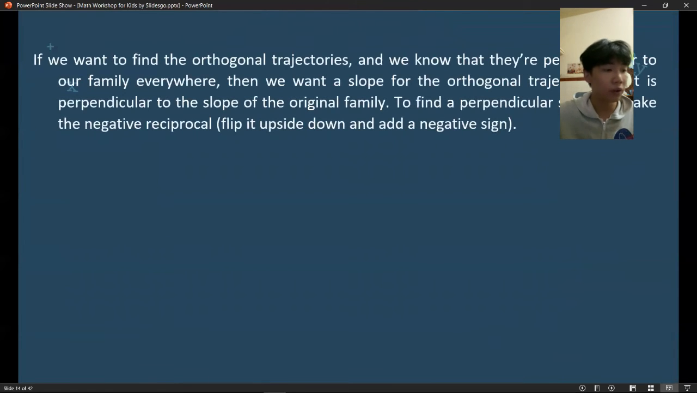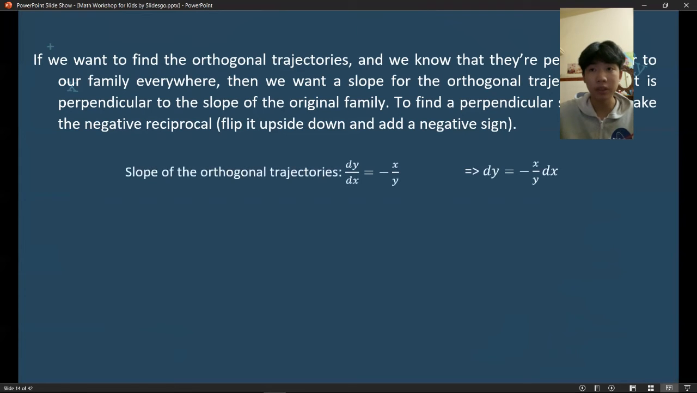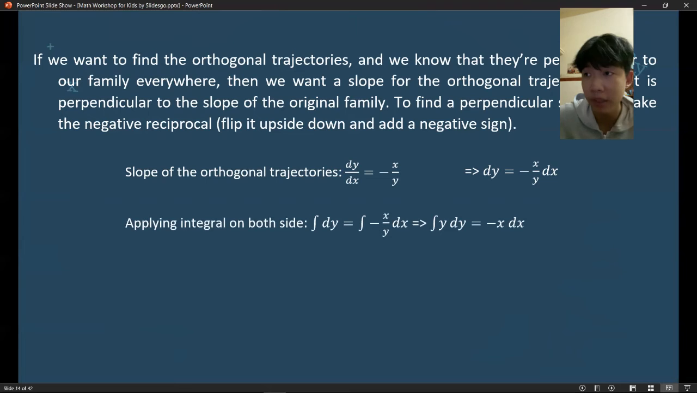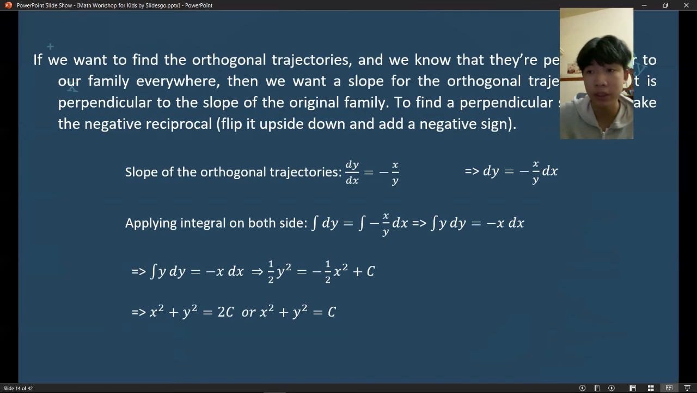So if we want to find the orthogonal trajectory, we know that they are perpendicular to our family everywhere. Then we want a slope for the orthogonal trajectory that is perpendicular to the slope of the original family. So in this case, we'll take the negative reciprocal of it. So the slope of the orthogonal trajectory, dy over dx, is equal to negative x divided by y. Hence, dy is equal to negative x over y dx. After applying the integral on both sides, we'll find the solution, which is x squared plus y squared is equal to c.